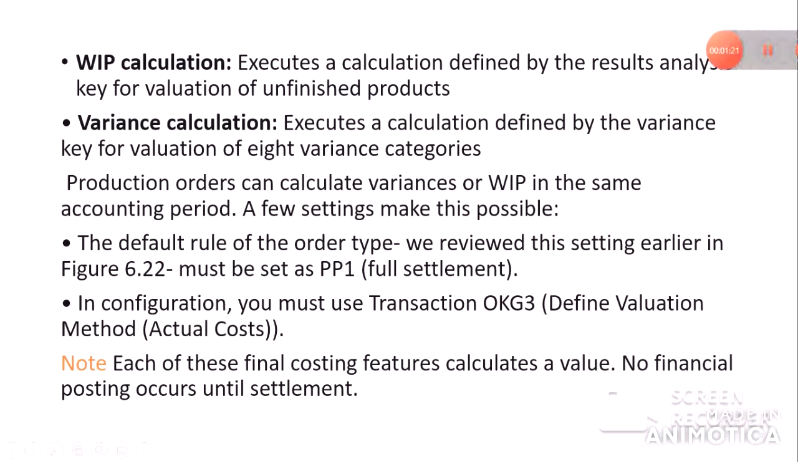WIP calculation executes a calculation defined by the results analysis key for valuation of unfinished products. Variance calculation executes a calculation defined by the variance key for valuation of 8 variance categories. Production orders can calculate variances or WIP in the same accounting period. A few settings make this possible.